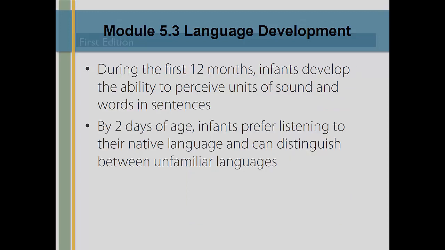During the first 12 months, infants develop the ability to perceive 2 aspects of language: units of sound and words embedded in sentences. By 2 days of age, infants prefer listening to their native language rather than other languages and can distinguish between languages they have never heard before based on their rhythmical characteristics.